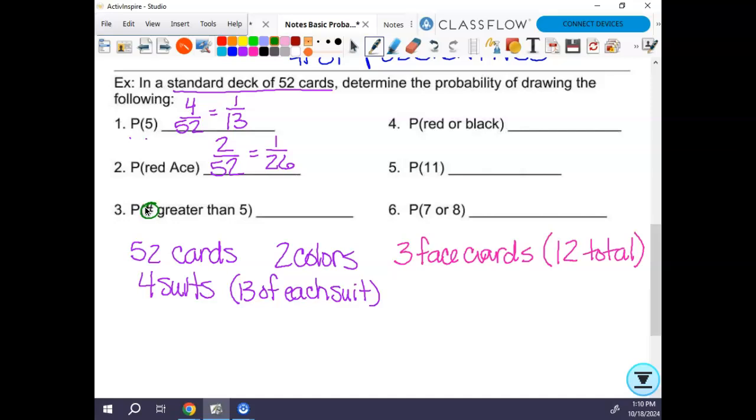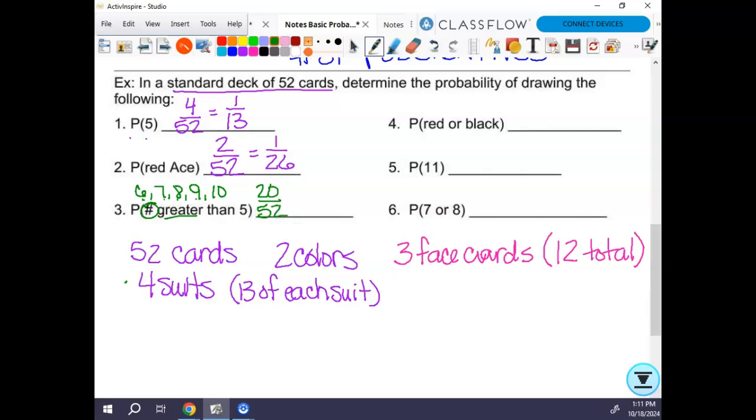So the numbers greater than 5, in a situation like this, I would actually list them out so I didn't do anything weird. 6, 7, 8, 9, 10. Is there an 11 card? No. I have 1, 2, 3, 4, 5 numbers greater than 5. I'm not including 5 because it says greater. So am I just putting 5 out of 52? Is that what I would write? Multiply it by what? 4, because I got 4 suits. So 4 times 5 is 20. That would be my 20 out of 52.